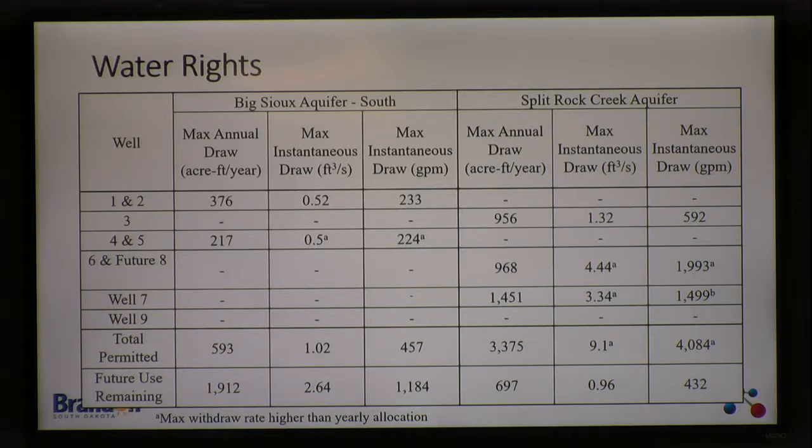Same thing with well number 6 and 8. The maximum instantaneous draw is 1,993. Quite frankly, well number 8 might be able to do that. But the long-term utilization of that well tends to make you slide back more to what is the annual amount of water that you can get.